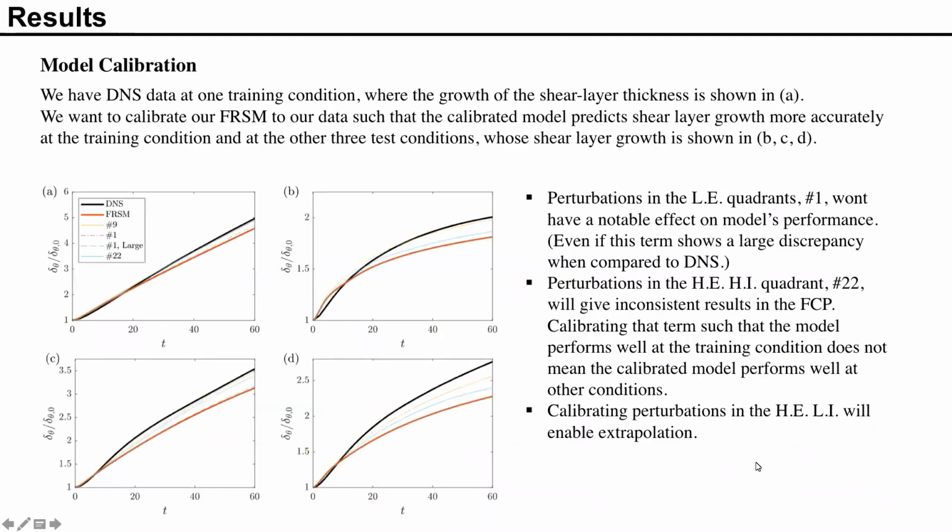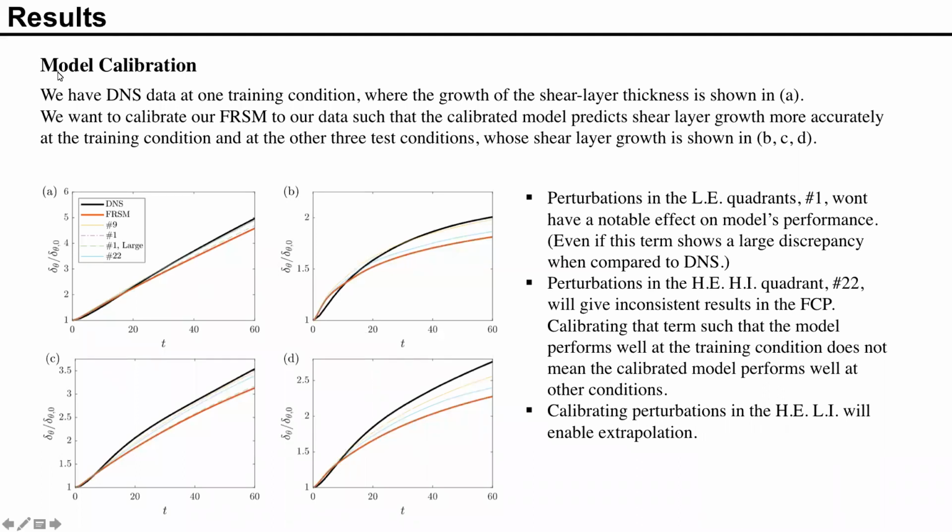Now, up to this point, I have been claiming that a model perturbation in the high effectiveness and low inconsistency regime will give you something that can generalize. And any perturbation in the other quadrants won't be able to work. And I haven't really shown you any evidence, and this is where I show you the evidence.